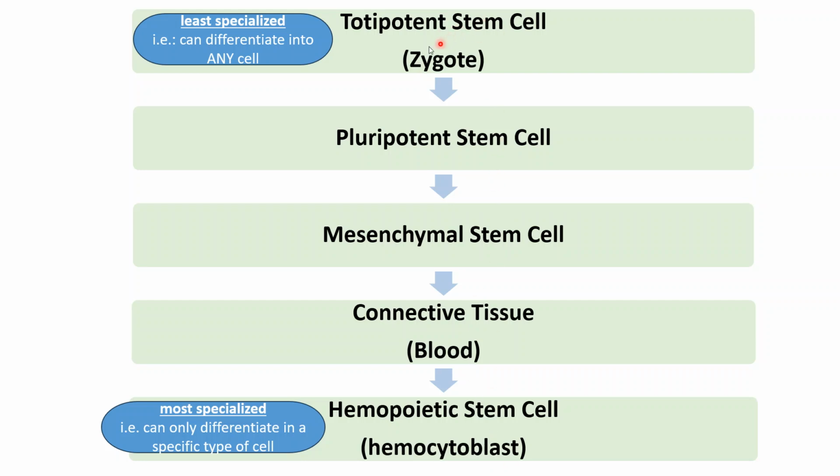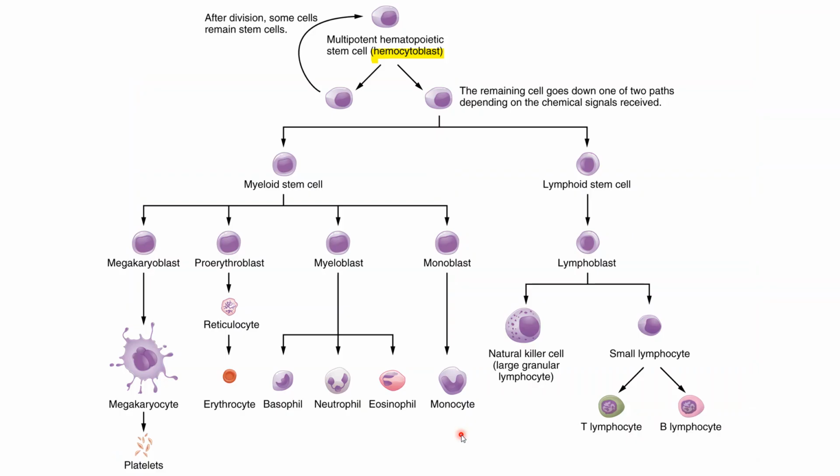So your totipotent stem cell is the least specialized. It can differentiate into any cell. And as you go down the list, you become more specialized. So that hematopoietic stem cell, or hemopoietic stem cell, also known as a hemocytoblast, can differentiate into white blood cells, red blood cells, and platelets only. So this chart right here, we're going to see this chart again in a subsequent objective.